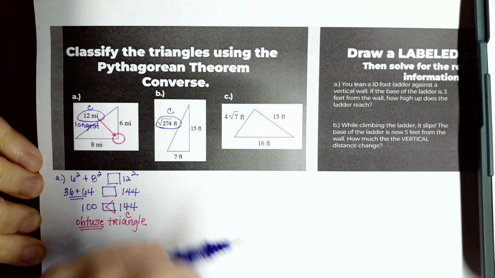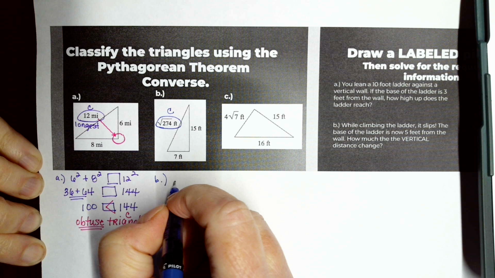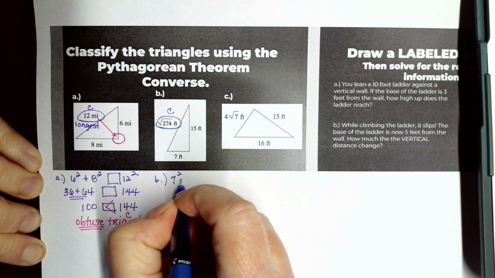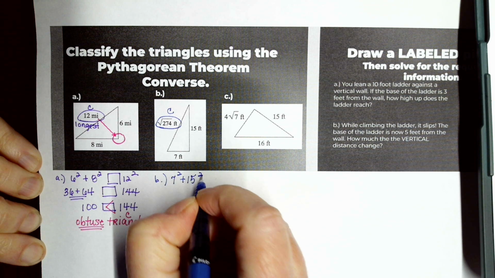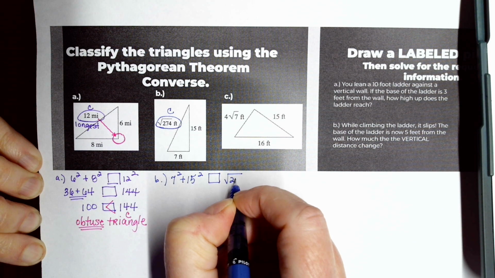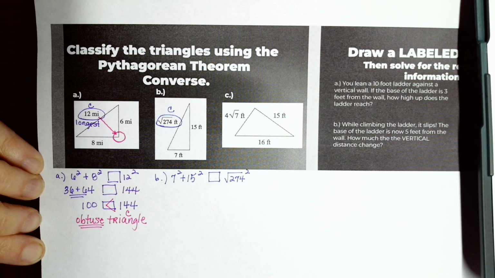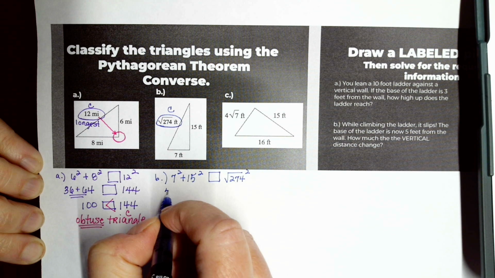So for b, here we go again. We're curious, how does 7 squared plus 15 squared relate to the square root of 274 squared? That's what we're curious about. Okay, so 7 squared is going to give us a 49.